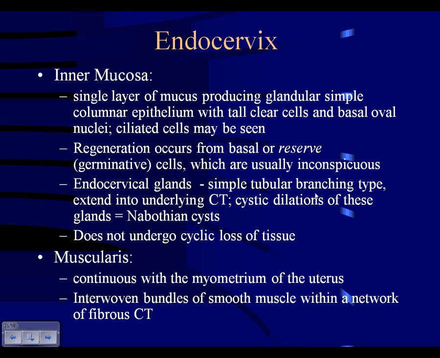Endocervical glands are of a simple tubular branching type. They extend into the underlying connective tissue of the endocervix. And if they're cystically dilated, we call them Nabothian cysts. They don't tend to undergo cyclic loss of tissue, so this doesn't slough off like endometrium does with menstruation. Muscularis is continuous again with the myometrium of the uterus, and they're interwoven bundles of smooth muscle within this fibrous connective tissue framework.